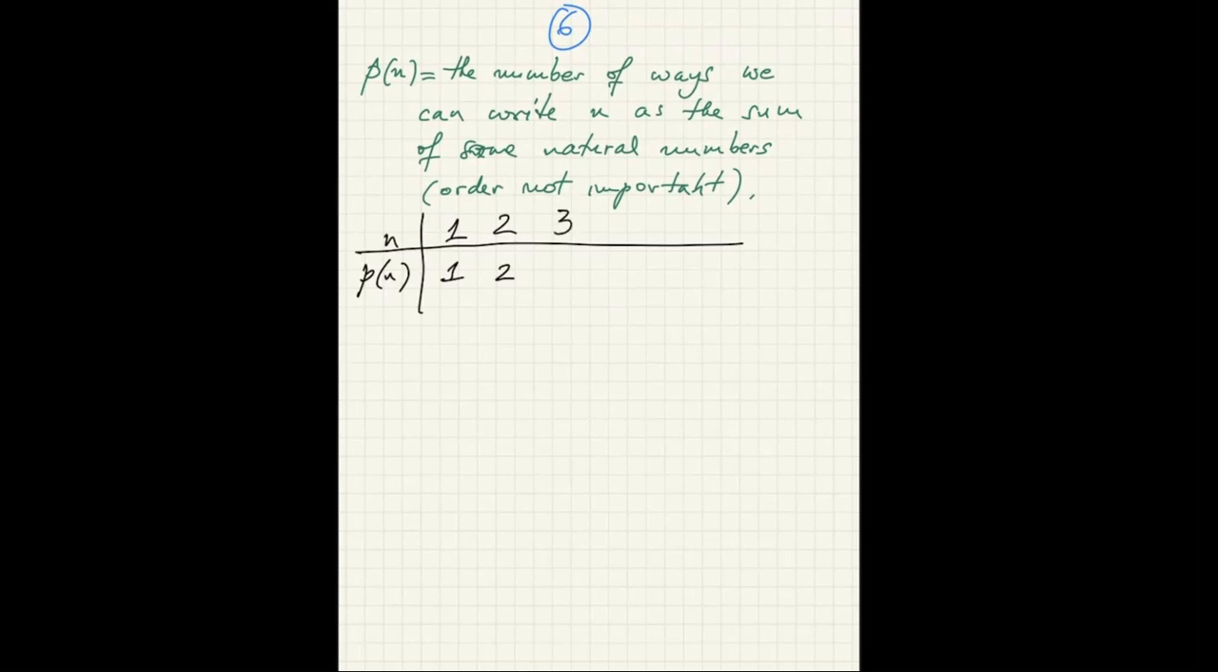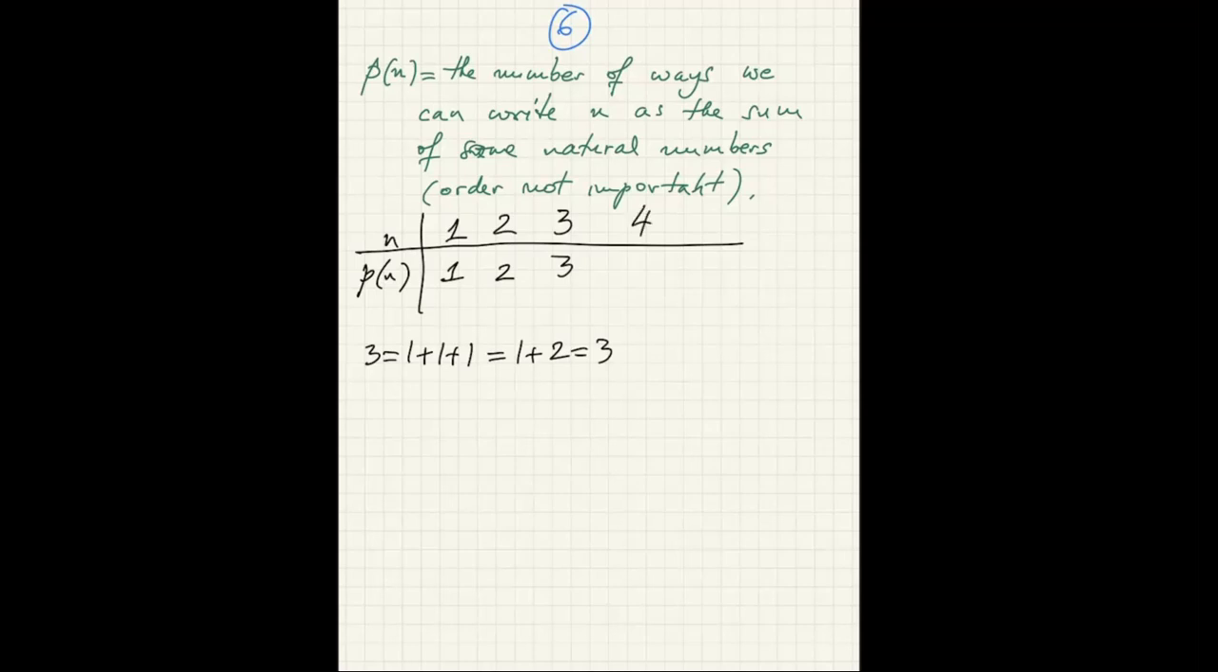For 3, here the order is not important, and that plays a role. You can write 3 as 1 plus 1 plus 1, also as 1 plus 2, and for us that's the same thing as 2 plus 1. And we can write 3 as 3 itself, so you have three ways.